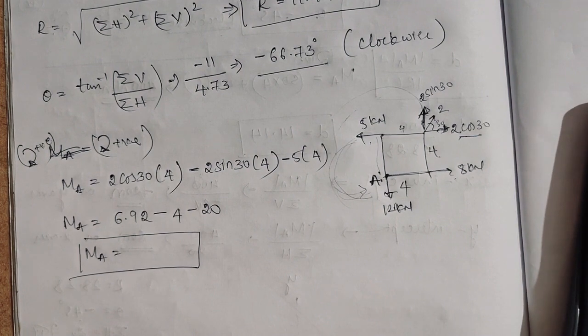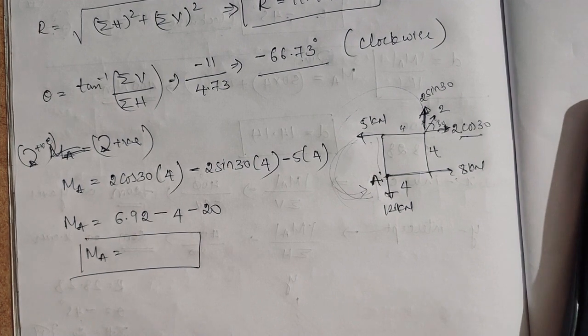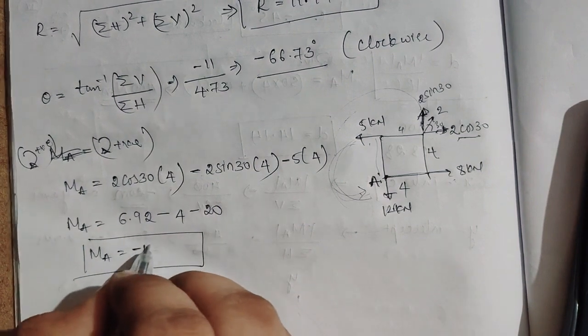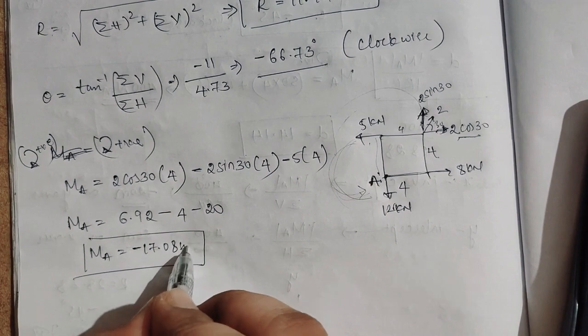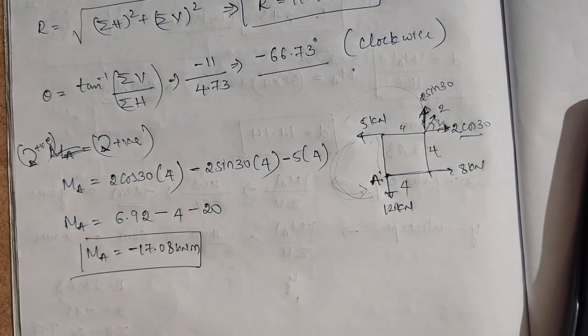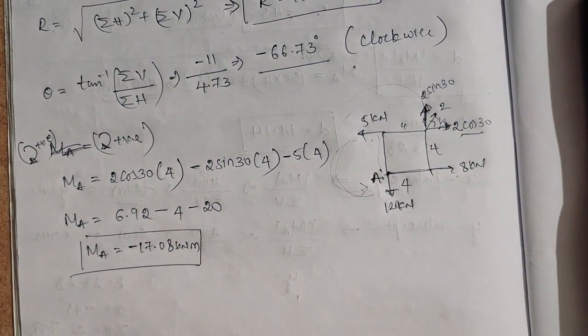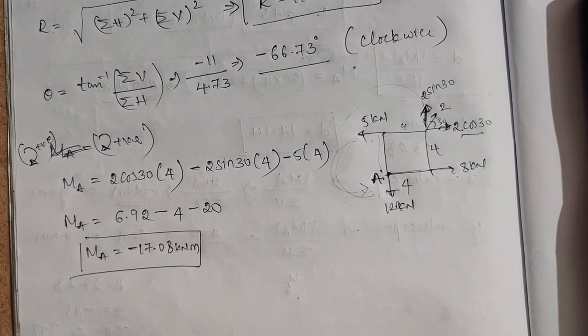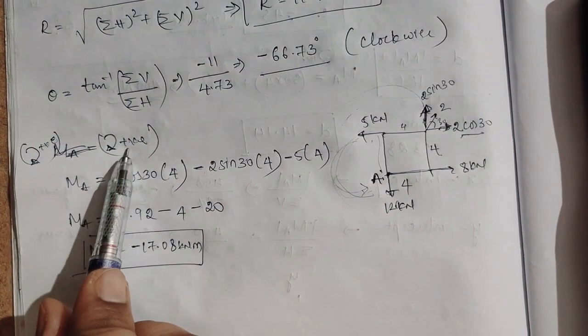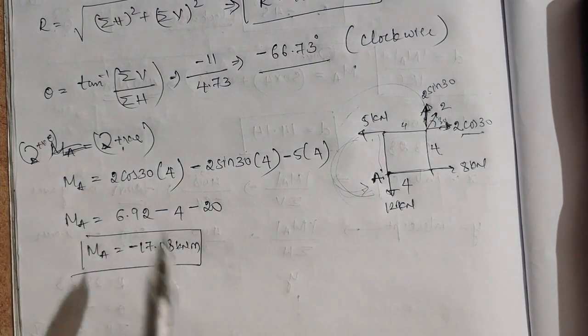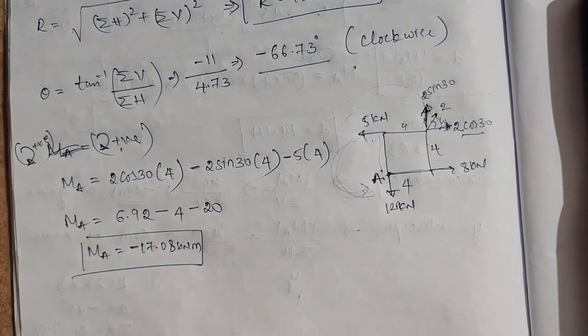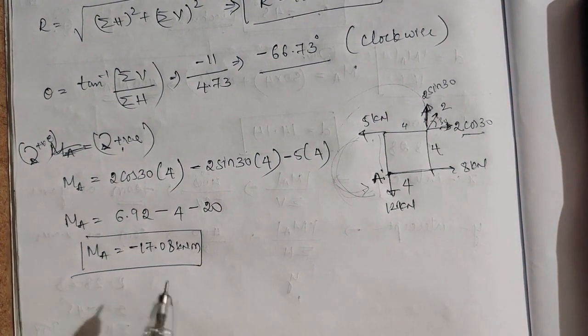So moment about A is 6.92 minus 4 minus 20, which is minus 17.08 kilonewton meter. We got a negative moment. What does a negative moment tell us? It is just the assumption you took: if I take anti-clockwise direction, it will come as positive. Okay, don't worry about that.